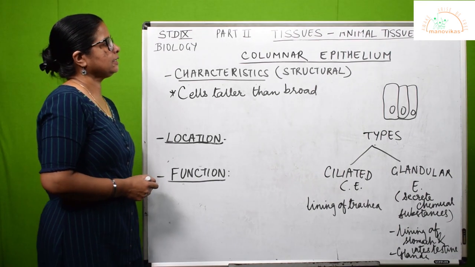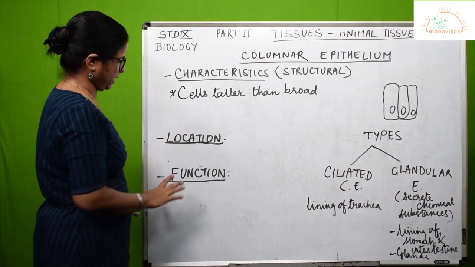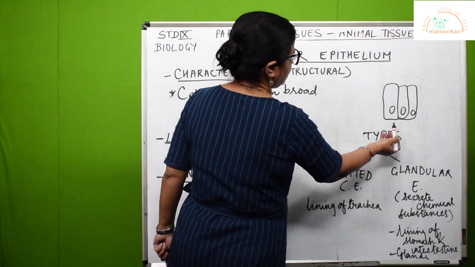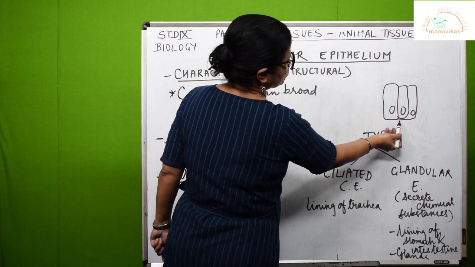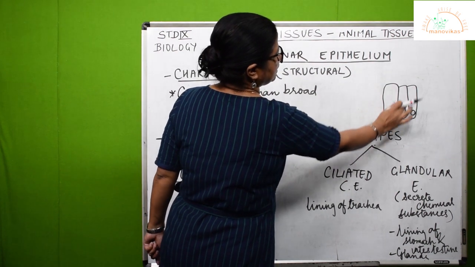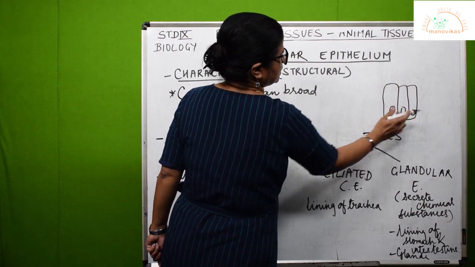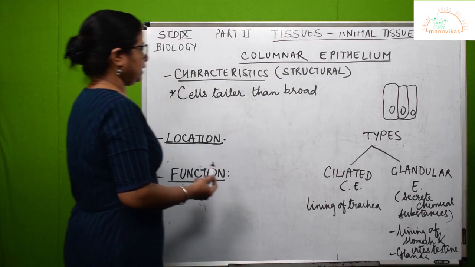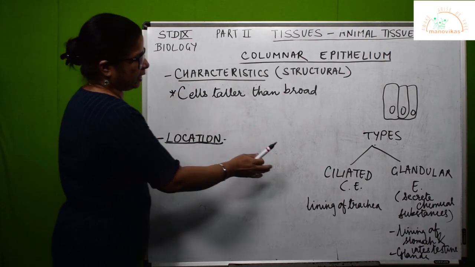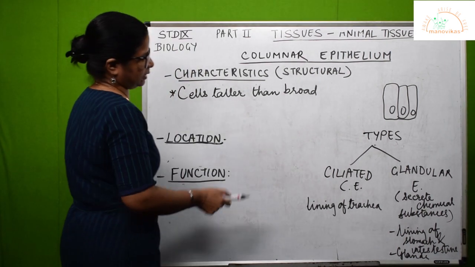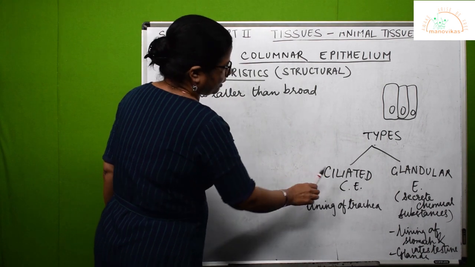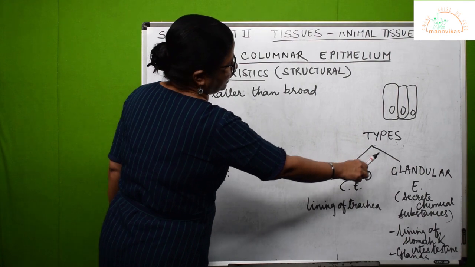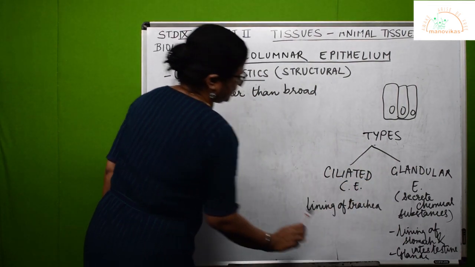Let us study the columnar epithelium. See, the criteria are the same again. Now let us look at the cells here. They are taller than broad, less broad and more tall. Hence they appear to be like columns. Look at the nucleus, more towards the base. If we look at columnar epithelium, we can again classify it into two kinds: ciliated columnar epithelium, I have written CE here, and glandular epithelium, where E is for epithelium.